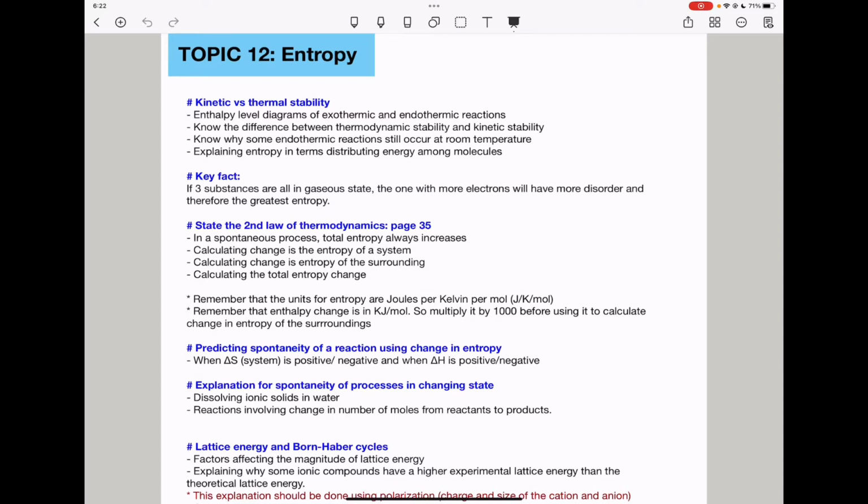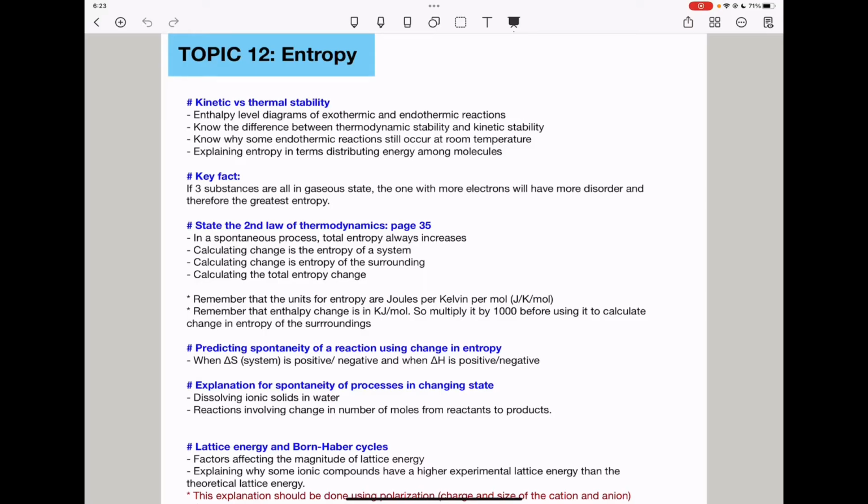They could ask you to state the second law of thermodynamics, which is stated in your textbook on page 35. And this says that in a spontaneous process, total entropy always increases. Please emphasize it's total entropy and not just entropy.